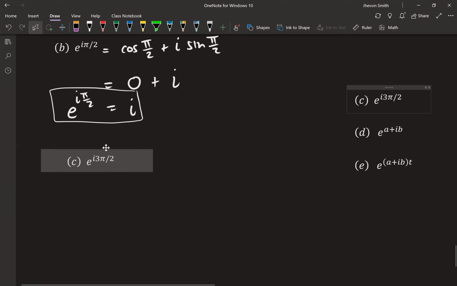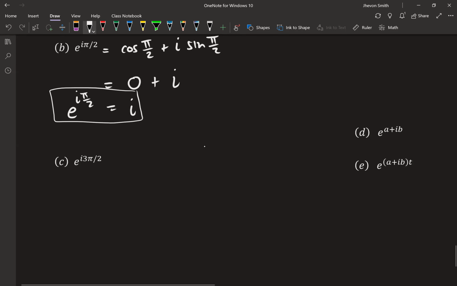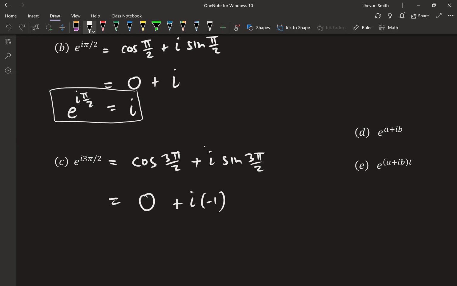e to the i 3 pi over 2 is the same kind of idea. What is that expression? We can compute this using Euler's equation. Cosine of 3 pi over 2 is again 0. Cosine of any odd multiple of pi over 2 is going to be 0. Sine of 3 pi over 2 is minus 1. So this is a way for us to generate minus i. Think of e to the i 3 pi over 2. That generates minus i.